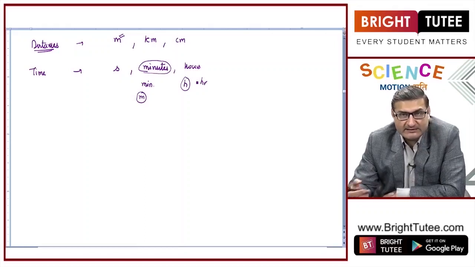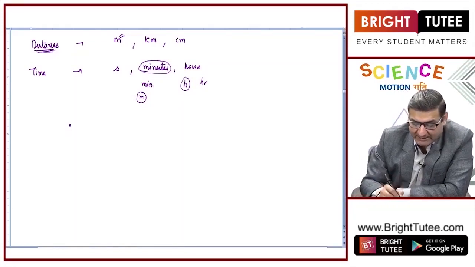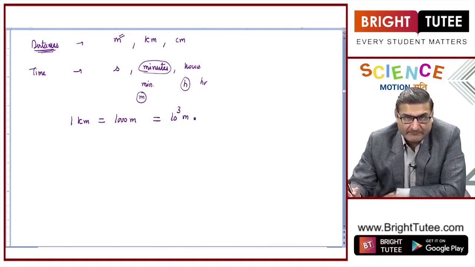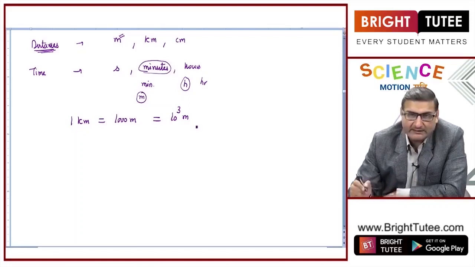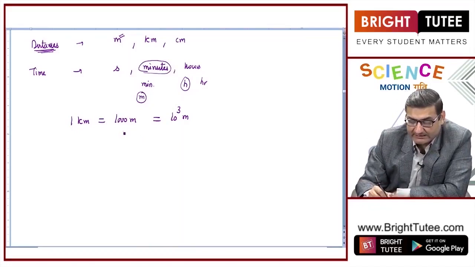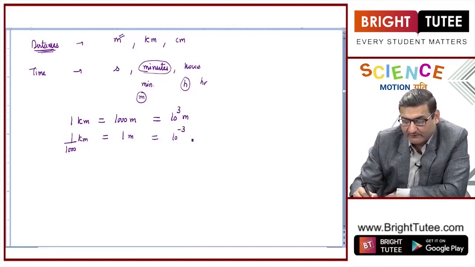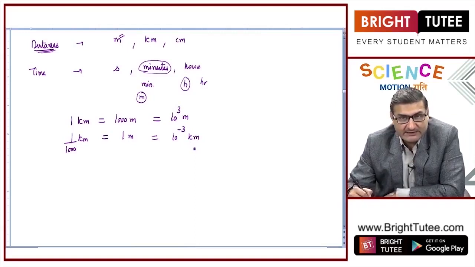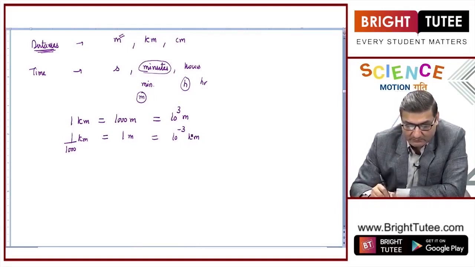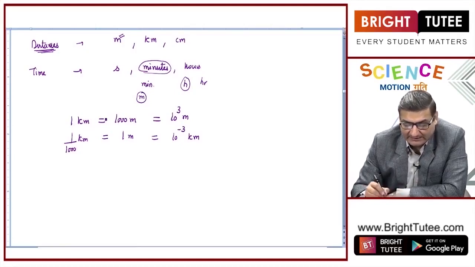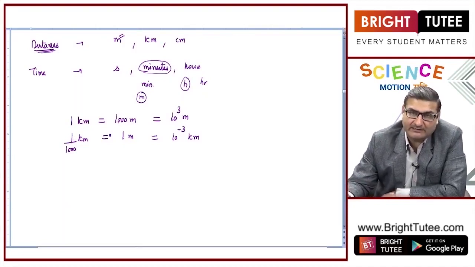Alright. Now, we need to know the relation between these units. Almost everyone knows it, still, to brush up. When I talk about distances, I should know that 1 kilometer is equal to 1000 meters. I can write it as 10 to the power 3 meters also. If I take it the other way round, in 1 meter there are 1 upon 1000 kilometers, or 10 to the power minus 3 kilometers. I am just taking this 1000 below, opposite, it will come in the denominator. So, if there are 1000 meters in 1 kilometer, then in 1 meter there are 1 upon 1000 kilometers.